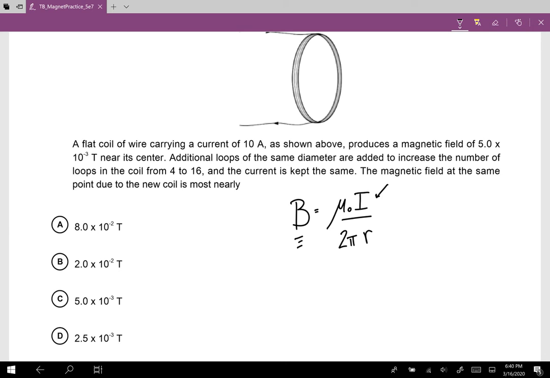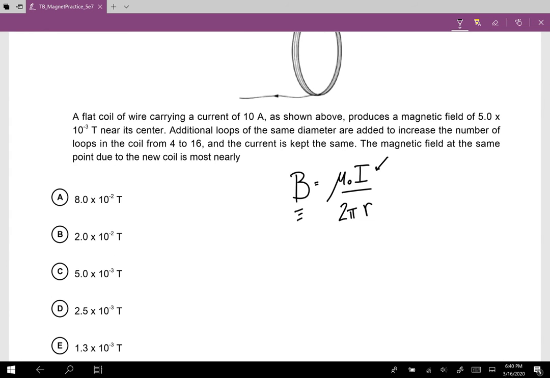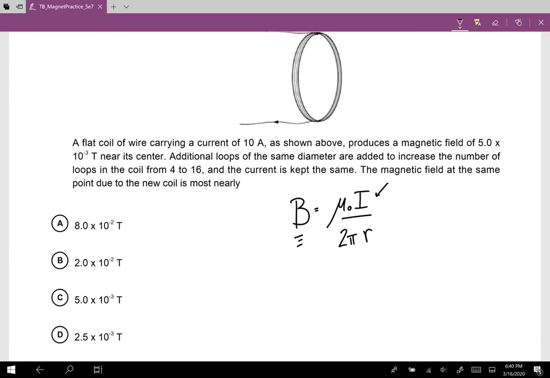We have to make a step and say, well, we first have 4 loops. So we kind of have like 4 times, right? If we have 10 amps going through this wire, we kind of have 4 little pieces of wire that are carrying 10 amps. So we have like 40 amps that are creating a magnetic field.